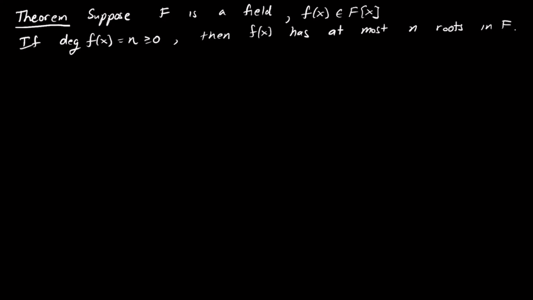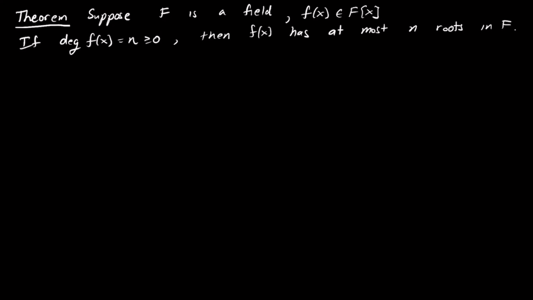So what I'm going to do is, again, assume that capital F is a field and take f of x to be an element whose coefficients are in capital F. And I'll assume that the degree of f of x is n, where n is some natural number bigger than or equal to 0. The theorem says that f of x has at most n roots in F, right? So if I'm working with a polynomial whose coefficients come from a field and I'm looking for roots in that field, the number of roots I'll find is capped, or upper bounded, by the degree of the polynomial. And we're going to see in a second that this theorem actually fails if you're not working over a field.